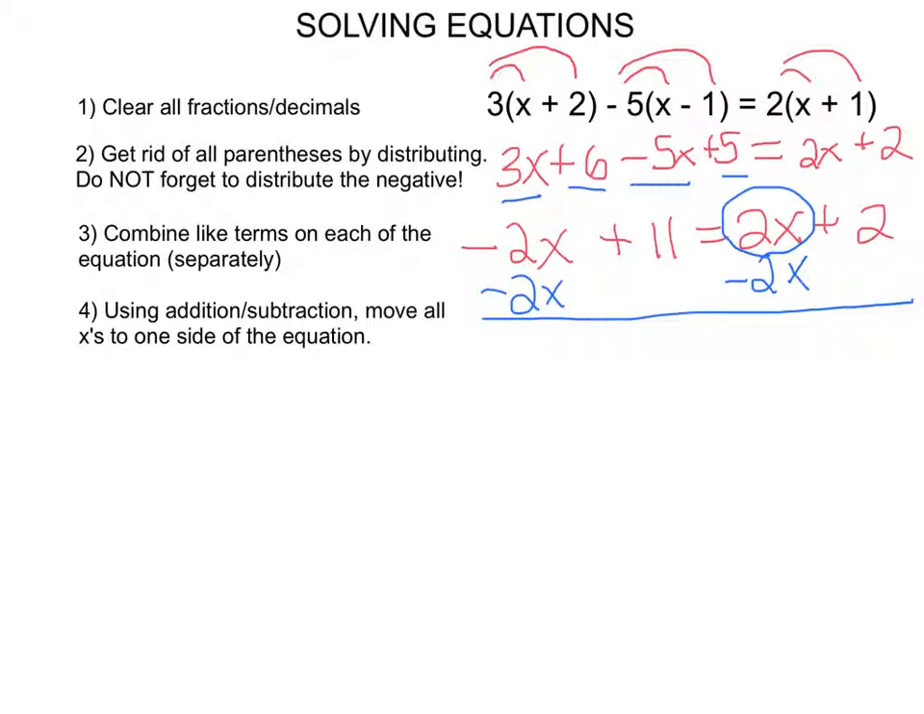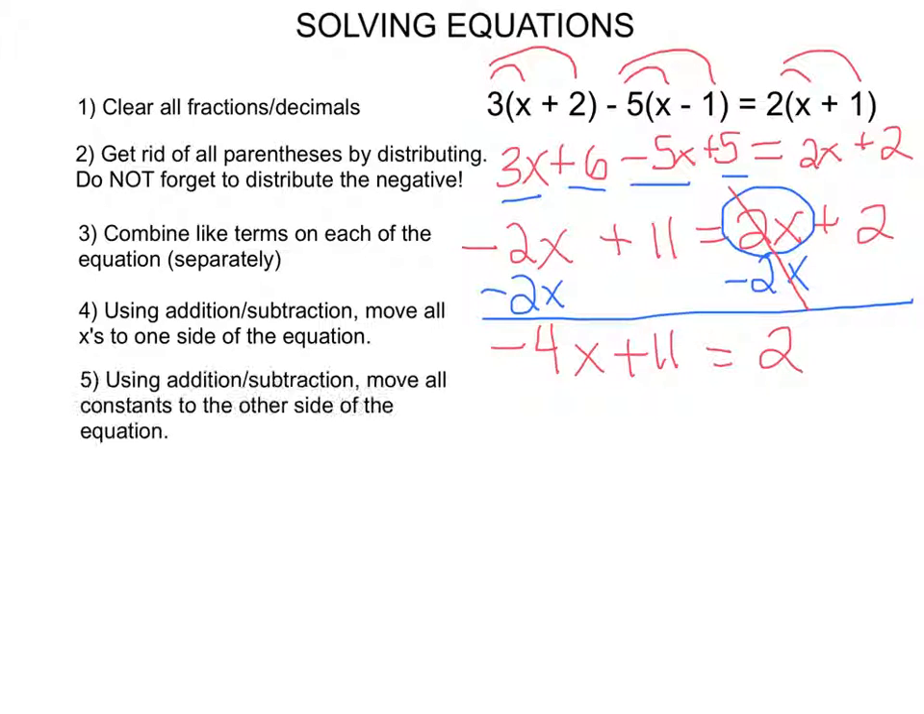So if it's been a while since you've seen this and you're wondering why am I subtracting 2x, the reason is because on the right-hand side, if you look, 2x minus 2x is just 0. And so the 2x gets crossed off, and we're just left with a 2 on the right-hand side. On the left-hand side, I get negative 4x plus 11. So I have successfully completed step 4, which is I have moved all of my x's to one side of the equation.